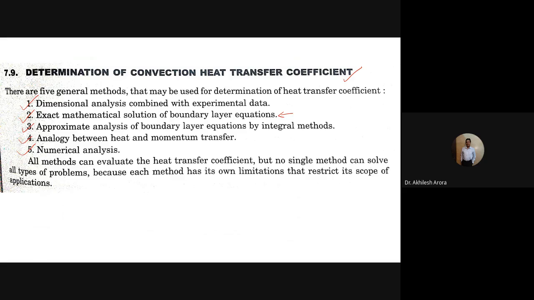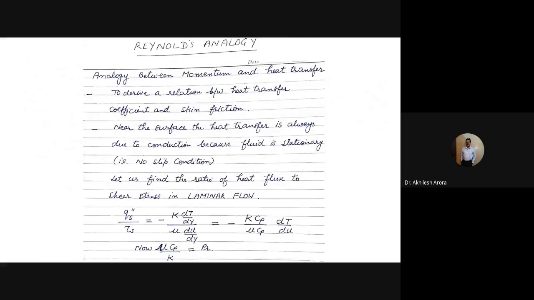So today I am going to discuss the fourth method, that is the analogy between the heat and momentum transfer and dimensional analysis combined with experimental data. So we won't be focusing on the experimental data part, but our focus will be on dimensional analysis only. Okay. So let us see how we can. Yes. So first of all, I'm going to talk about the Reynolds analogy. We can always have an analogy between momentum and heat transfer.